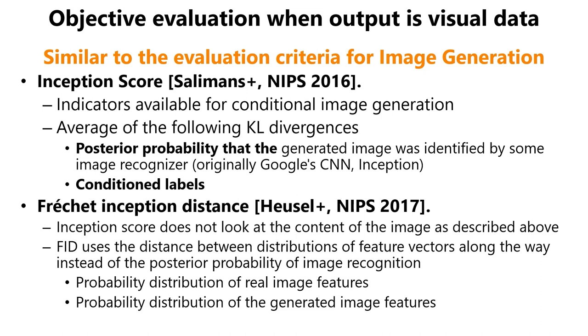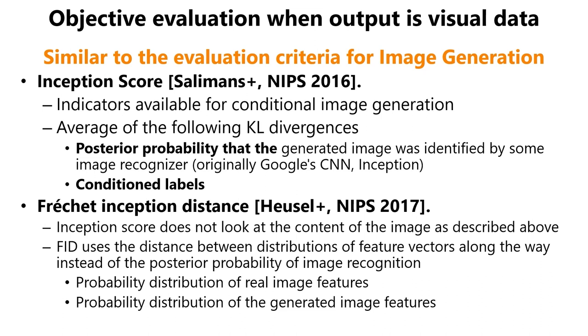The other case is that if the generated result is text, how to evaluate the text here? So, for example, given multiple captions for an image like this, how close each caption is to the reference captions is evaluated quantitatively. This is exactly how machine translation is evaluated.